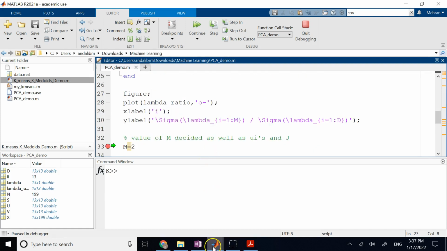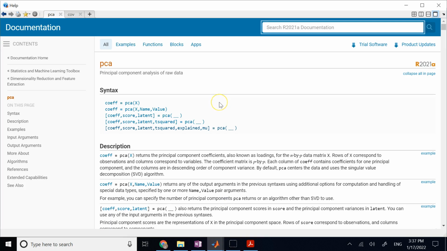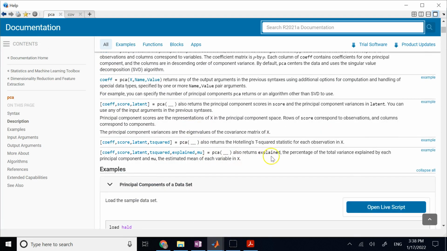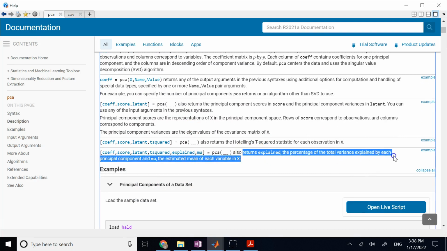And if you go back, the parameter that is returned in the PCA default command of MATLAB is this one called explained. In general, it can return up to 6 outputs. The output I just talked about is called explained. You can see it here: it returns explained, the percentage of the total variance explained by each one of the principal components, and mu.